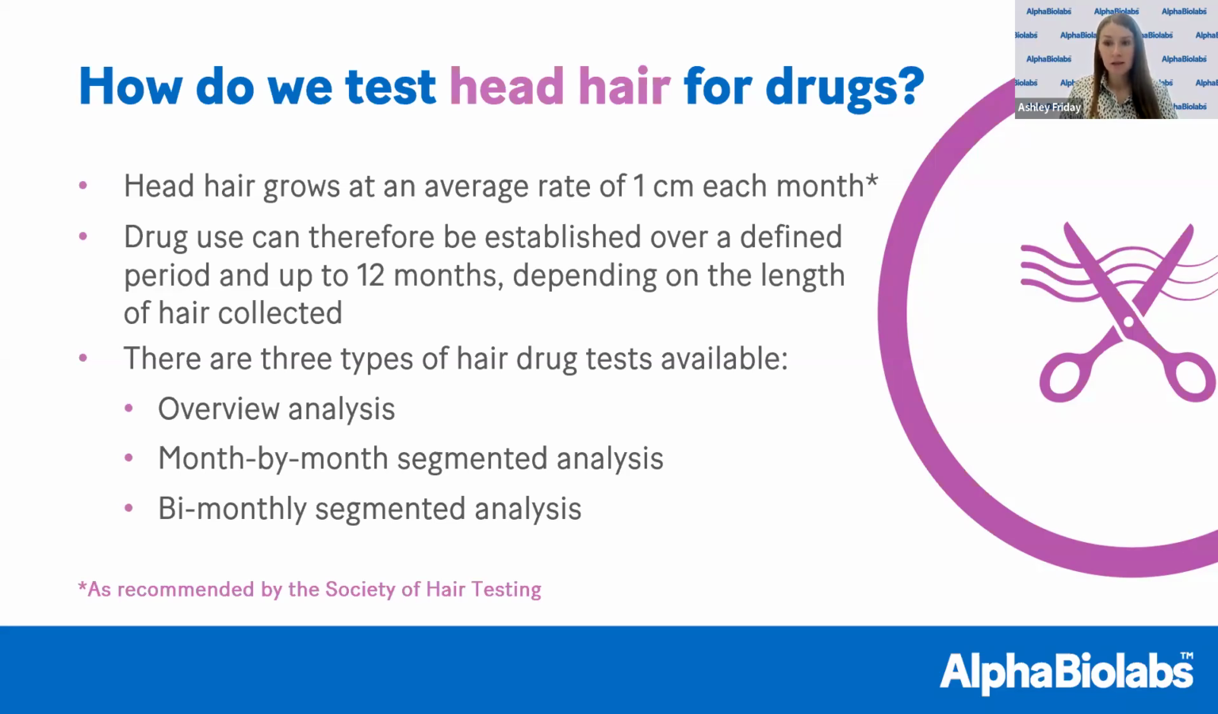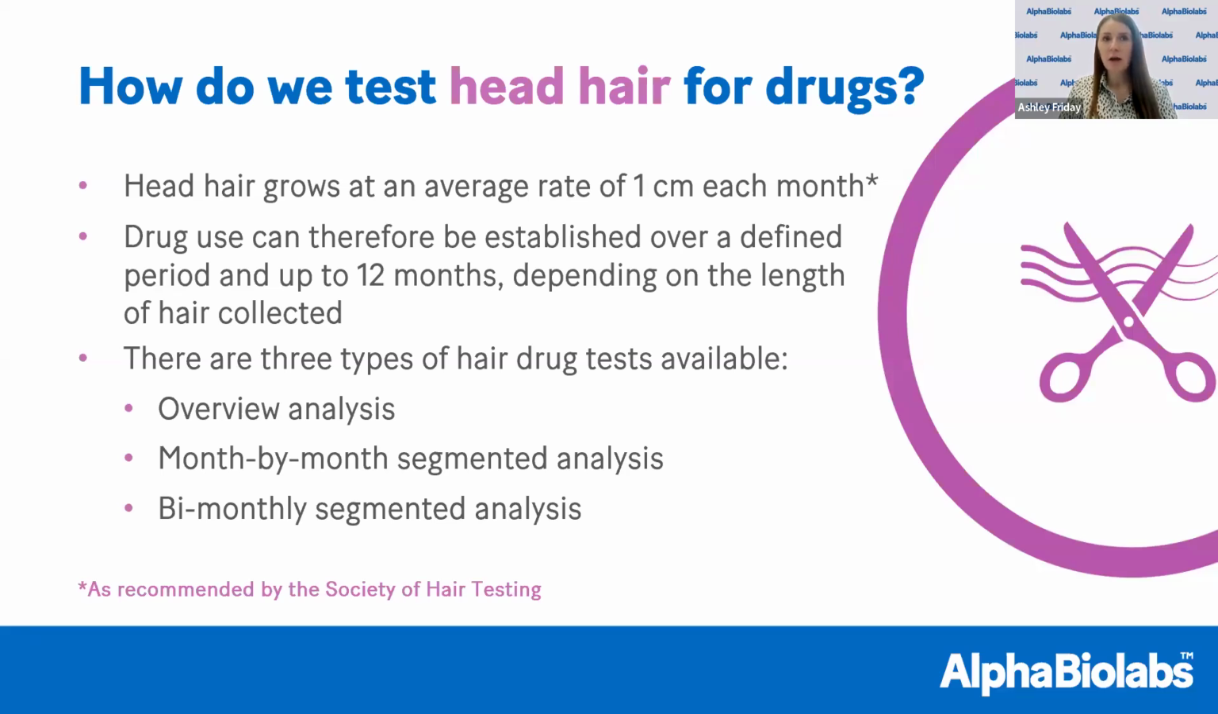Now, as recommended by the Society of Hair Testing, head hair grows at an average rate of 1 centimetre per month. What this means is it allows us to apply a time frame to a drug test when taking a sample of head hair. So we can look back a number of months, we can break that down month by month, and we can provide that as a report so you can look at patterns and trends within someone's drug use.